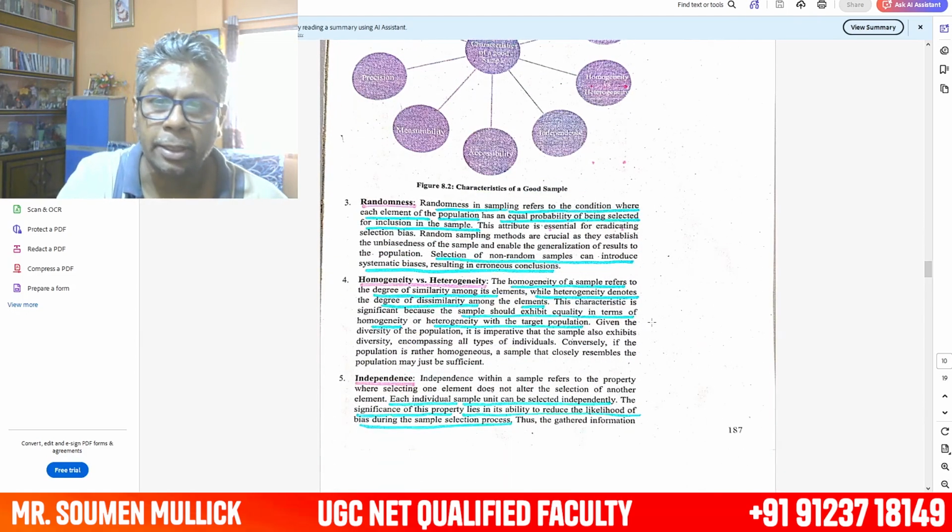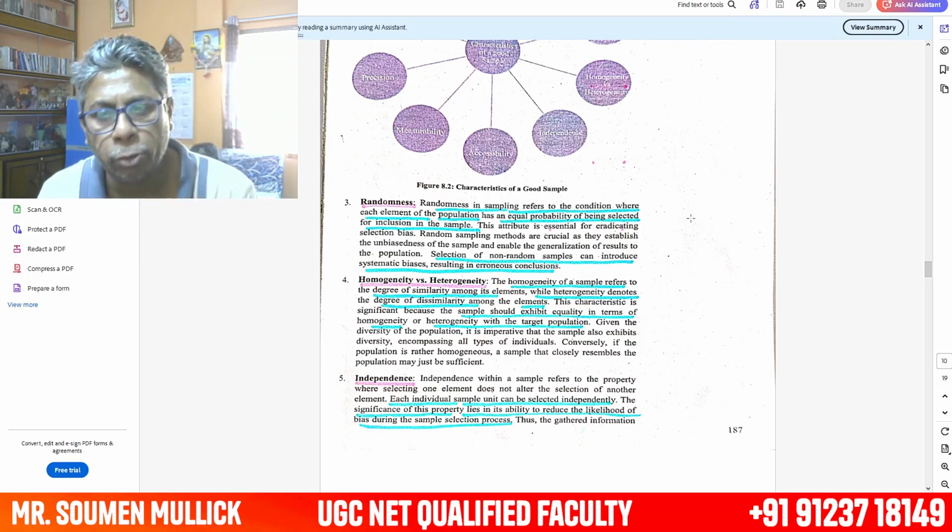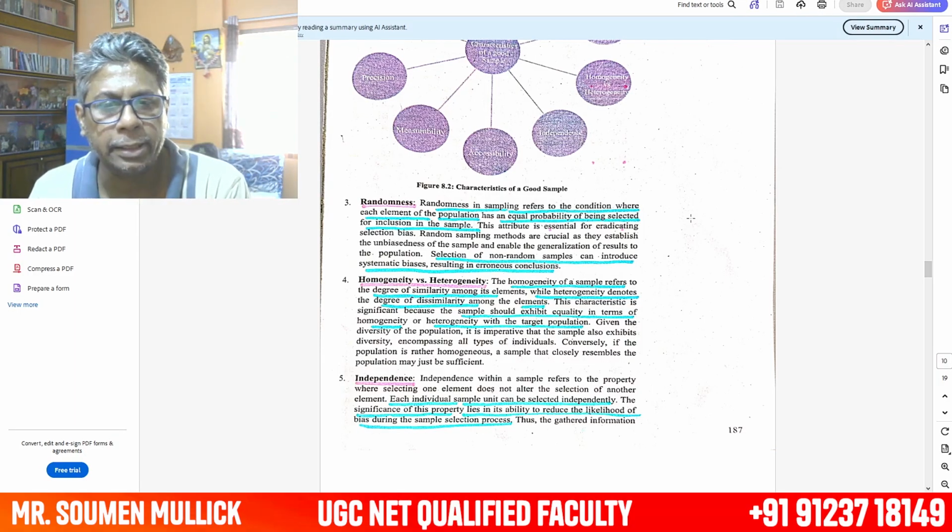Third important thing, randomness. Randomness in sampling refers to the condition where each element of the population has an equal probability of being selected for inclusion in the sample.